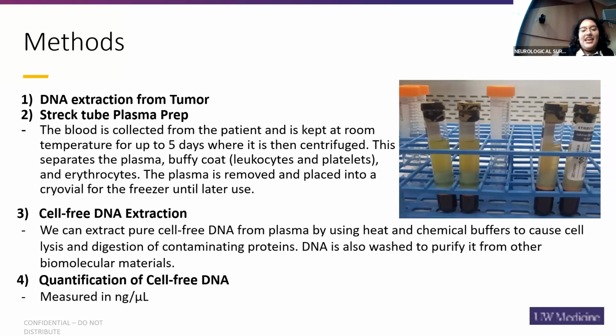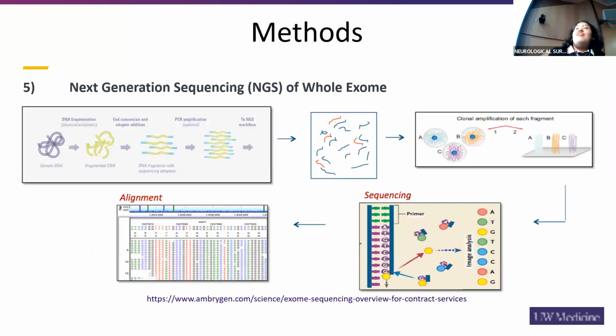We extract the cell-free DNA from the plasma by using heat and chemical buffers that cause the lysis and digestion of proteins and other biomolecular materials. We quantified the amount of cell-free DNA in nanograms per microliter. Here we have next generation sequencing of the whole exome. This consists of 4 primary steps: sample prep, cluster generation, data sequencing, and data analysis. The process can be seen here visually.